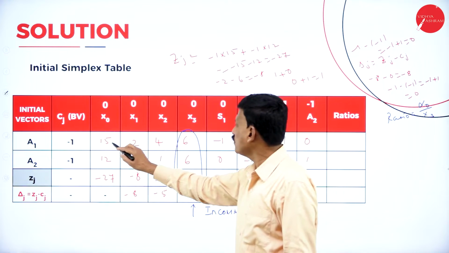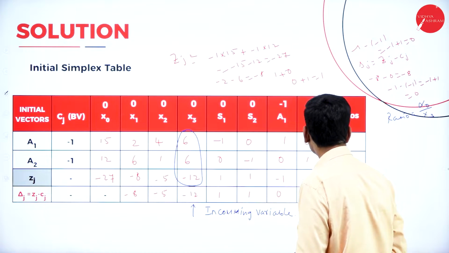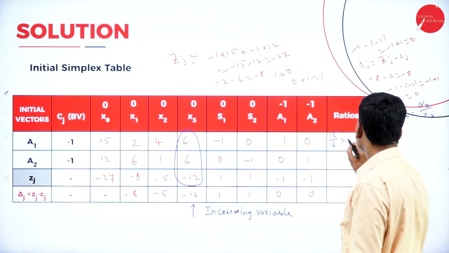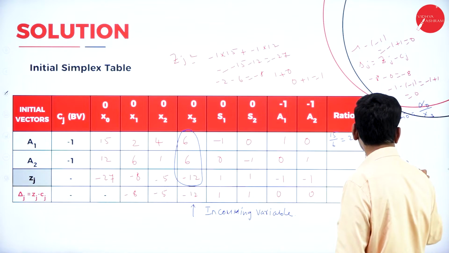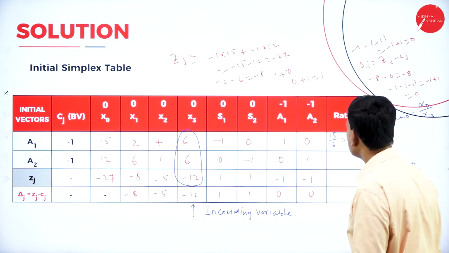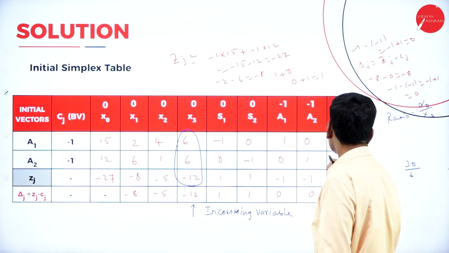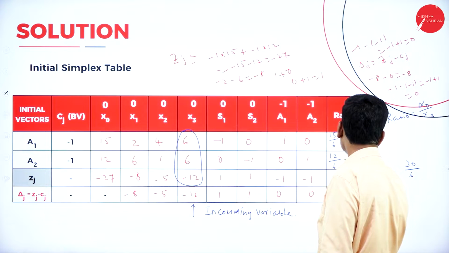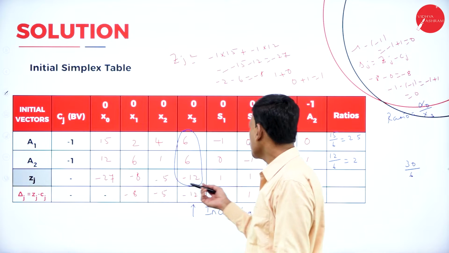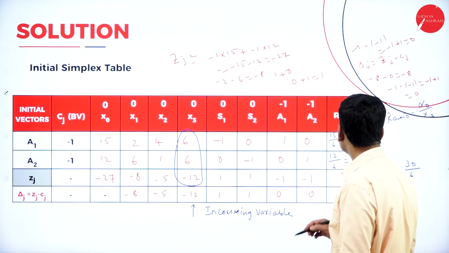So what is x0? 15 divided by 6. 6 2s are 12, then 30 by 6, that is 2.5. So 15 divided by 6 is 2.5. Next value, 12 divided by 6, which is 2. And the remaining, minus 27 by minus 1, is not required. So here the ratios are 2.5 and 2.